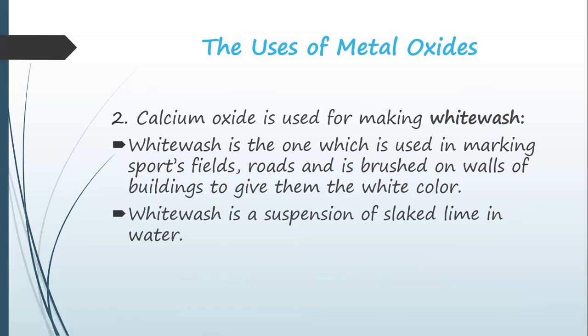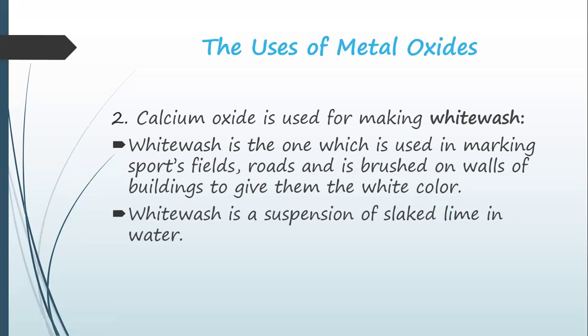The second use of calcium oxide is for making the whitewash. The whitewash is used in marking the sports fields. If you observe sports fields, you see that they are marked with a white marking. That white marking is what is called the whitewash. It is also used on roads and brushed on building walls. All these are uses of the whitewash that is made from calcium oxide.